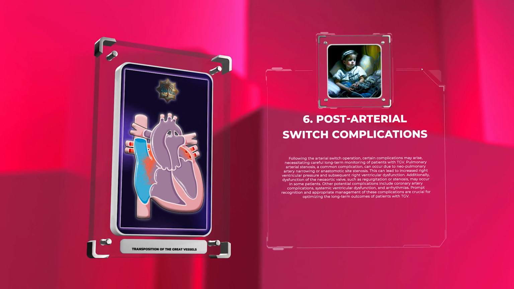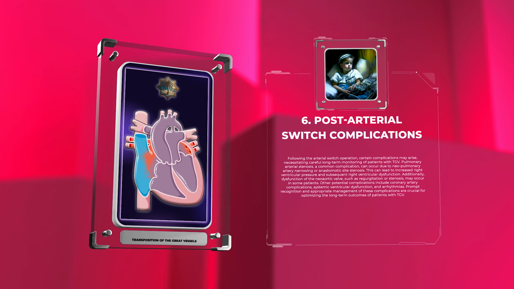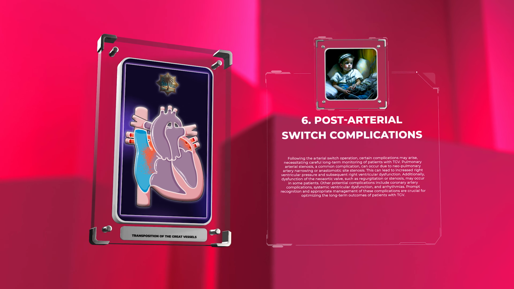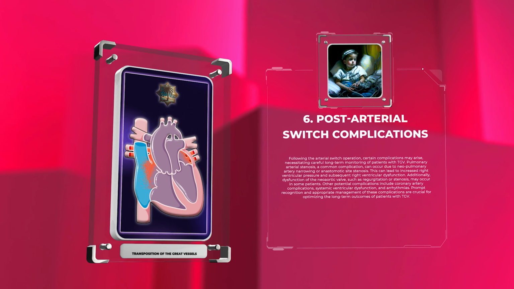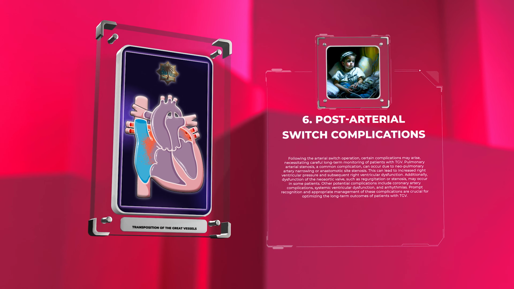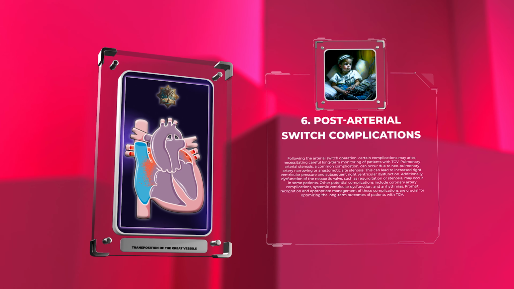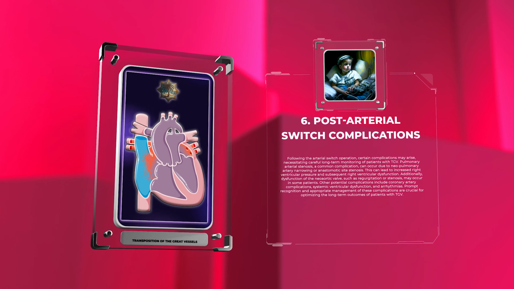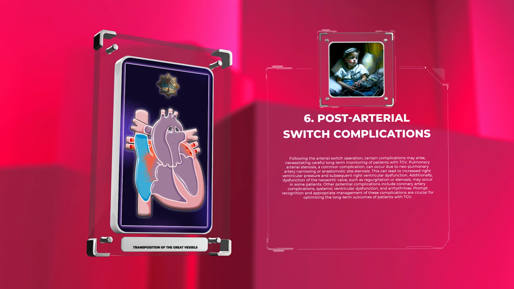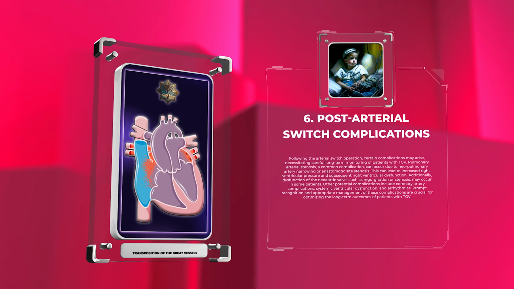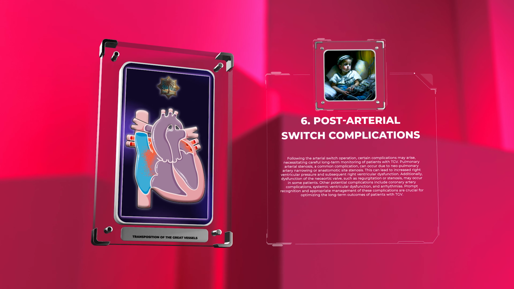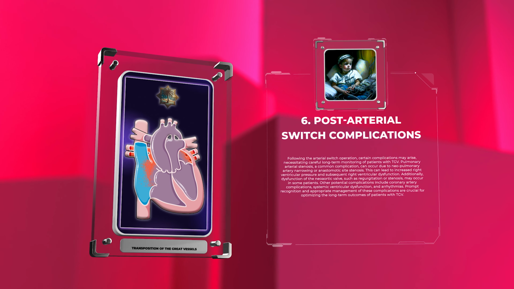Pulmonary arterial stenosis, a common complication, can occur due to neopulmonary artery narrowing or anastomotic site stenosis. This can lead to increased right ventricular pressure and subsequent right ventricular dysfunction. Additionally, dysfunction of the neo-aortic valve, such as regurgitation or stenosis, may occur in some patients. Other potential complications include coronary artery complications, systemic ventricular dysfunction, and arrhythmias. Prompt recognition and appropriate management of these complications are crucial for optimizing the long-term outcomes of patients with TGV.